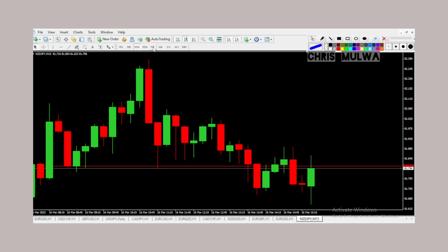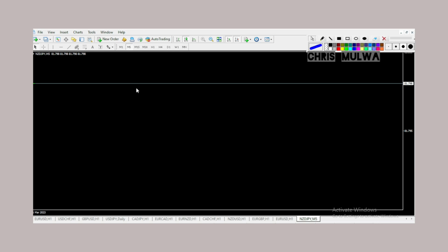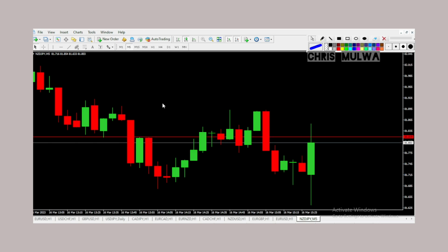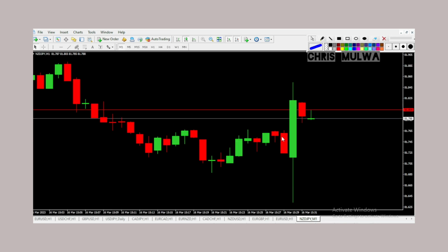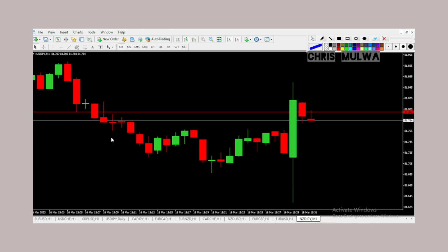So 1 hour is formed by 4 candlesticks on the 15 minute time frame. On the 30 minute, 1 hour is formed by 2 candlesticks. On 5 minutes, 1 hour is formed by 12 candlesticks. On 1 minute, 1 hour is formed by 60 candlesticks.